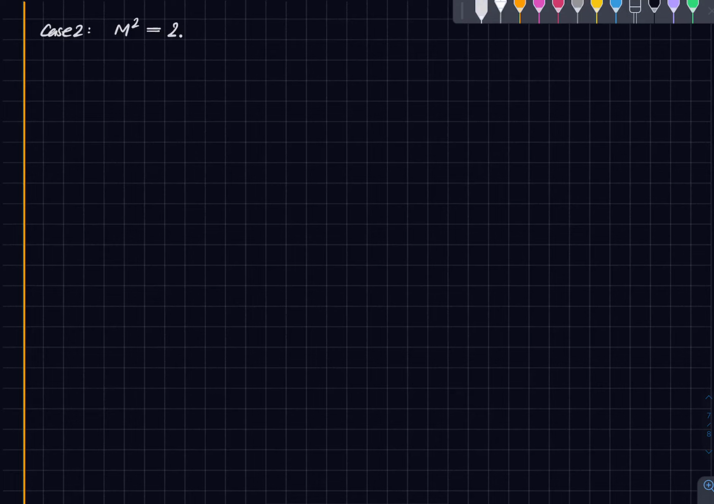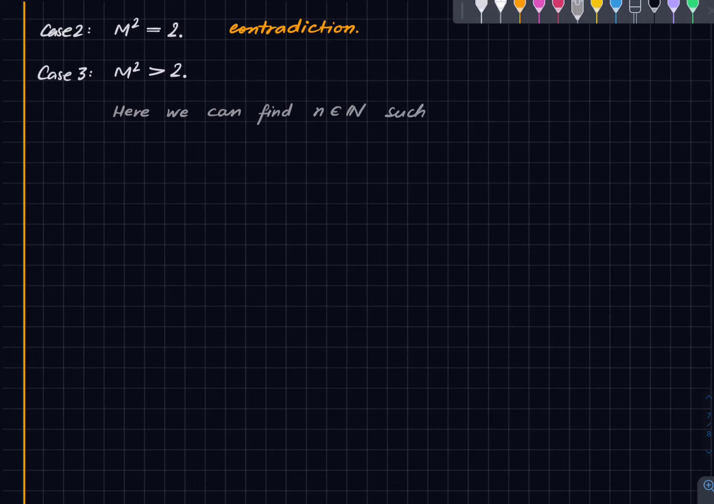So this is certainly not possible because M is a rational number. So this is already a contradiction if you had solved the exercise that was mentioned in the beginning. So case 2 is anyway not possible. Case 3, which is the last possible case. So in this case, what will happen is that by the same kind of reasoning, here we can find a natural number n such that this will remain to be true.